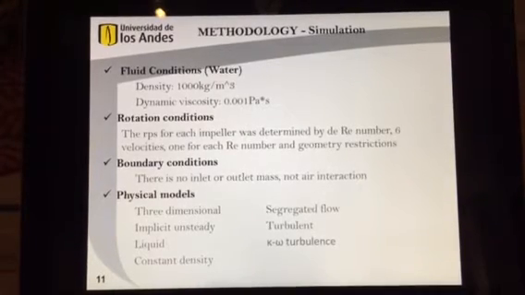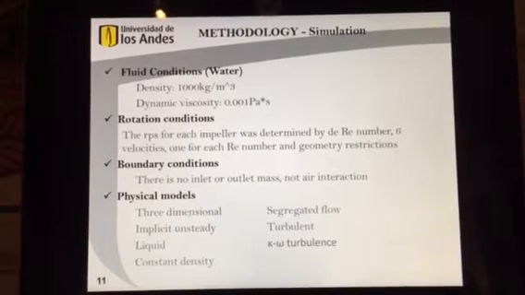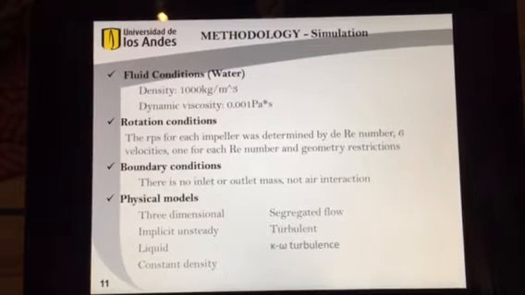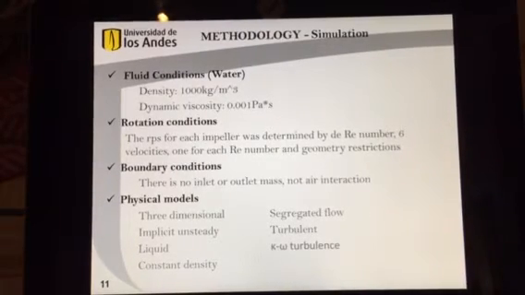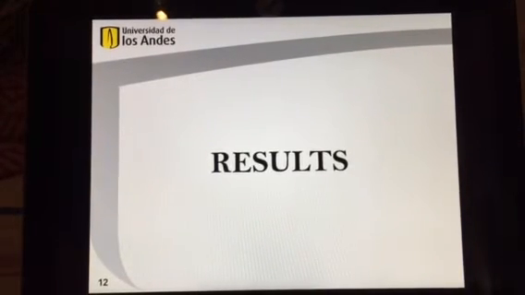For the physical models, a 3-dimensional implicit, steady, liquid, constant density, segregated flow, turbulent model with K-epsilon turbulence was chosen. Once the simulations were completed, we can move on to the results.